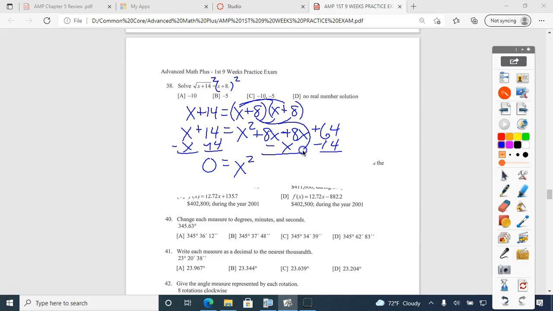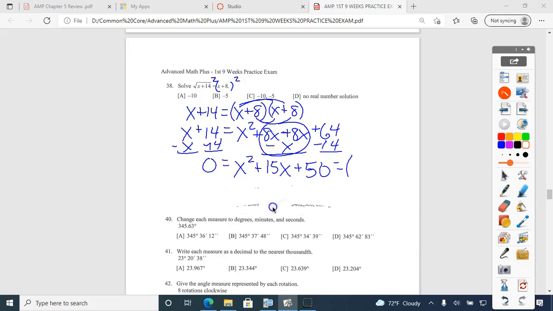Understand I'm adding all of these up. So 16x minus x would be 15x. And 64 minus 14 is positive 50. And so we got to factor that and figure out that would be what? Factor what two numbers multiply to be 50 and add up to 15. That would be 5 and 10. And so my answers are x equals negative 5 and x equals negative 10.